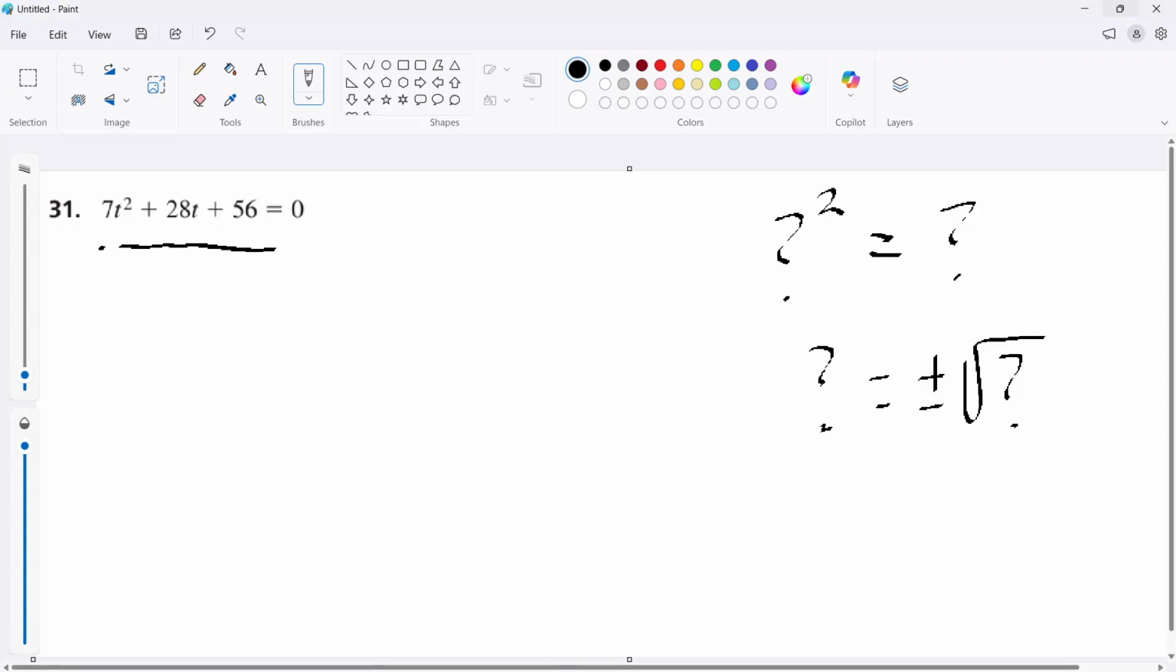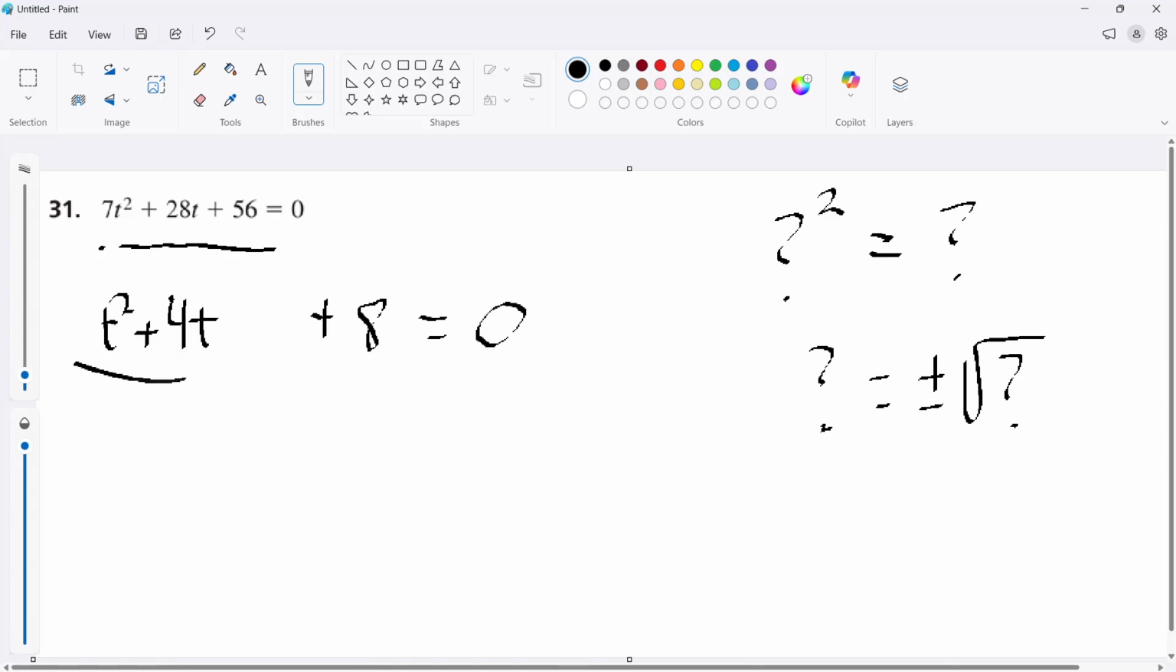So I'm going to try to turn that one, 7t squared plus 28t plus 56 equals 0, into a perfect square. How am I going to do that? Well, first, I don't want to have a number in front of t squared. So I am going to divide everything by 7. T squared plus 4t, 28 divided by 7 is 4. I'm going to leave a space there. You'll see why in a moment. 56 divided by 7 is 8 equals 0.